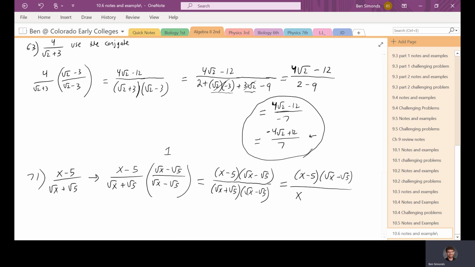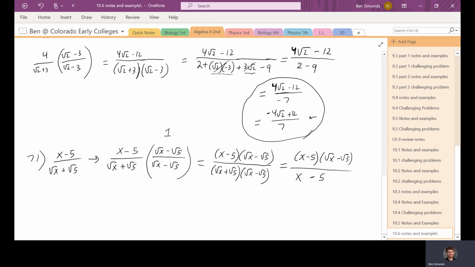So our outer, right? Square root of x times a negative square root of 5, and our inner square root of x times a positive square root of 5 are just going to cancel out. And then our last term for our FOIL here is positive root 5 times negative root 5. Will just give us a regular old minus 5.